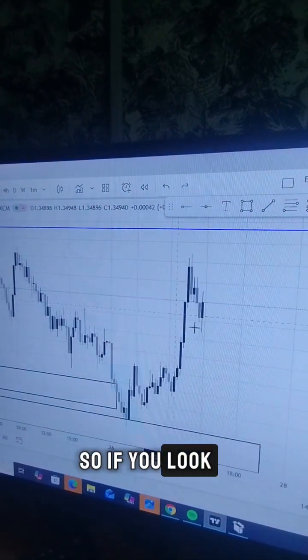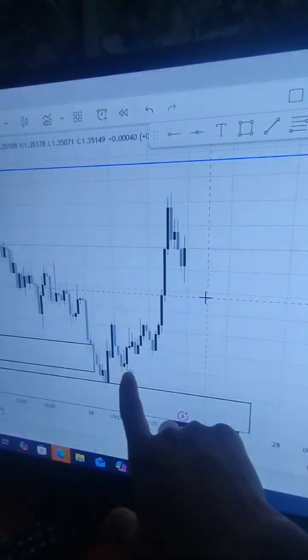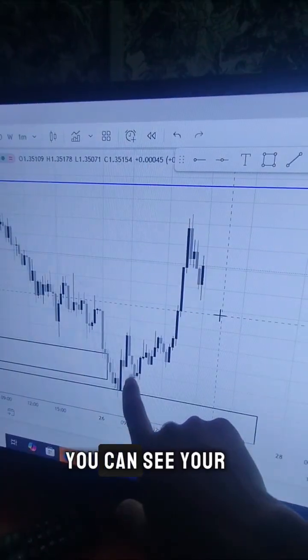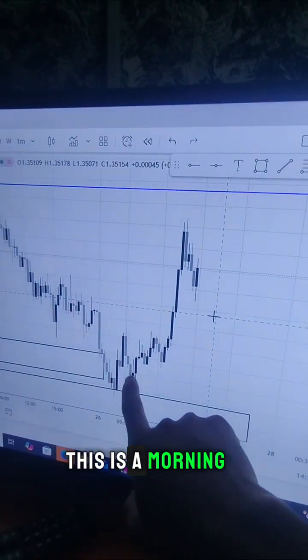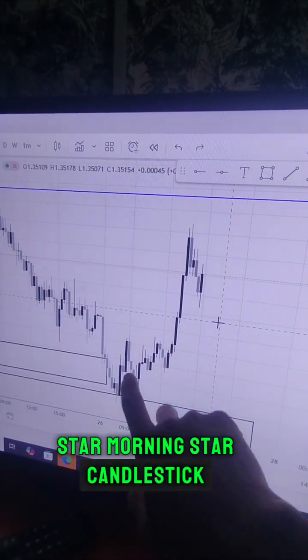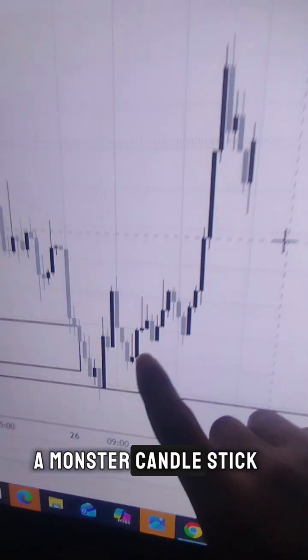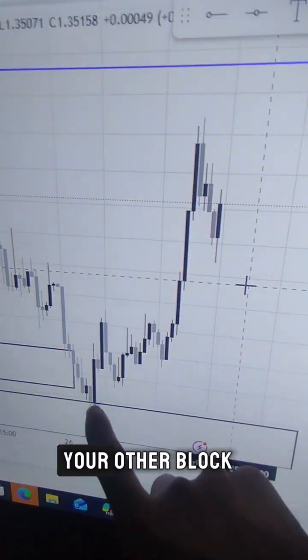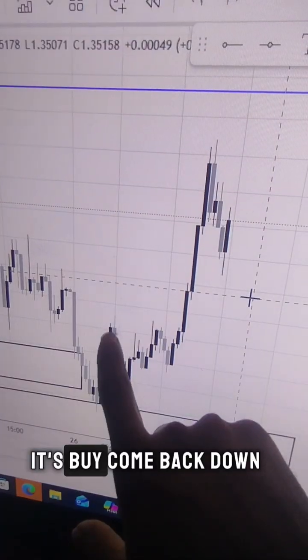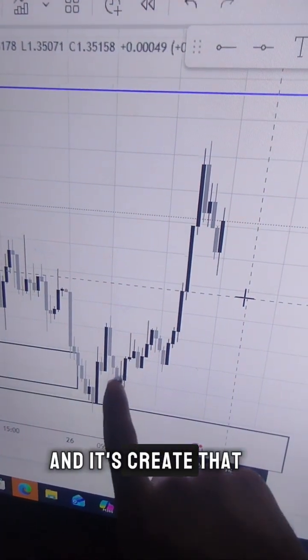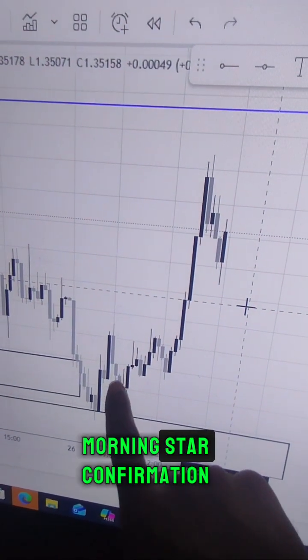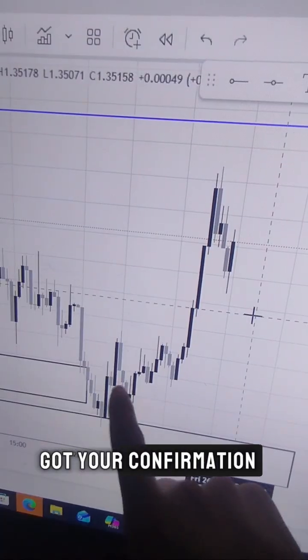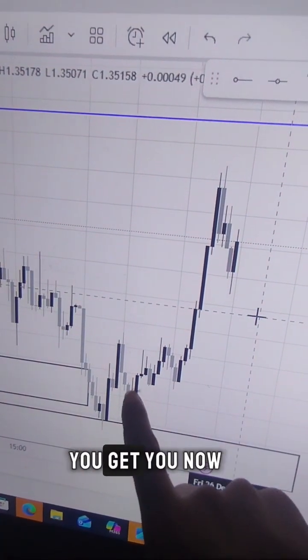Now if you go to your 15 minutes, because we were looking at the chart in the 30 minutes, you can see this is a morning star candlestick. The morning star candlestick should confirm for you that this market is going to buy, because it has gotten to your order block, it came back down, and it created that morning star confirmation. This is where you got your confirmation to enter for the buy.